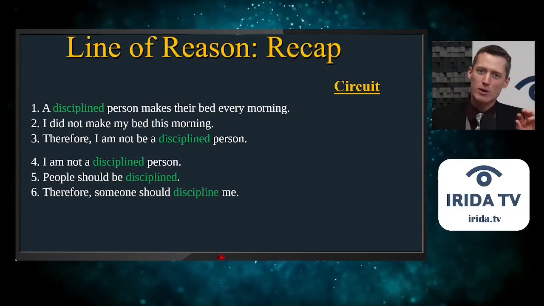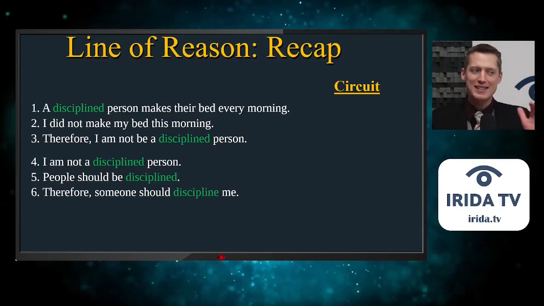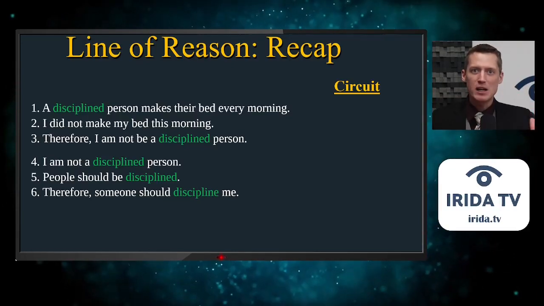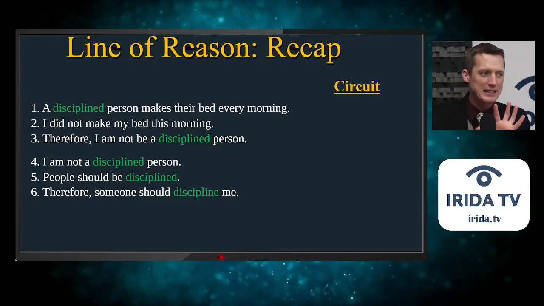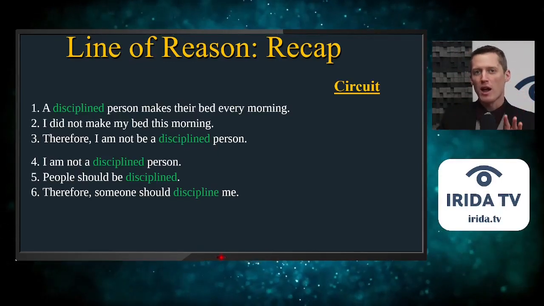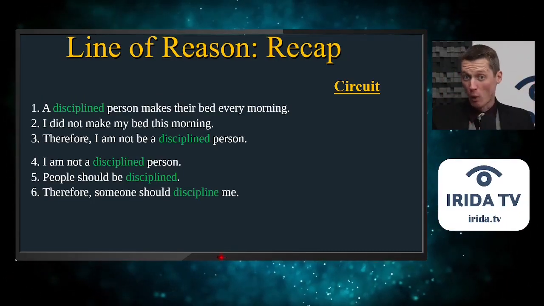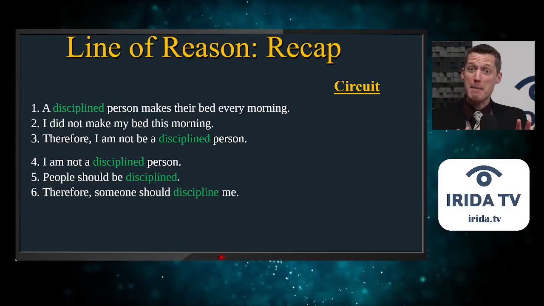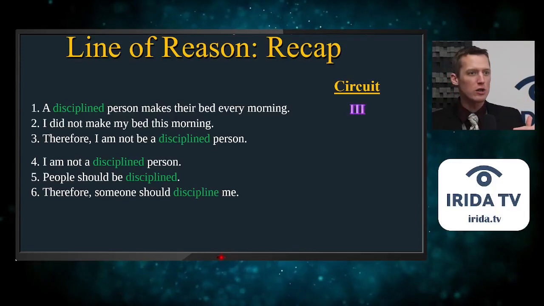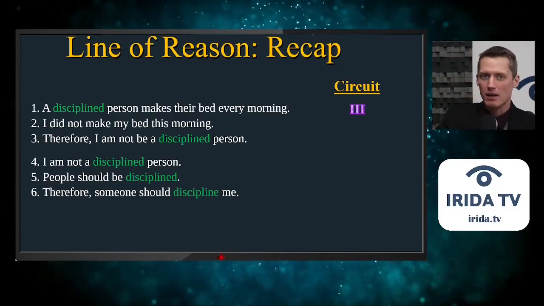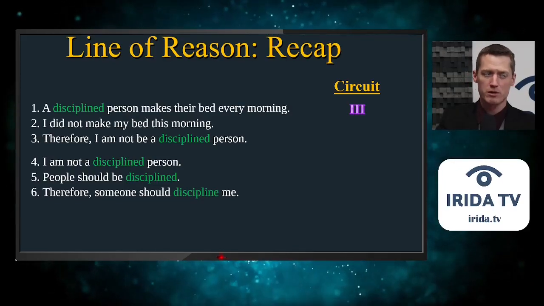But when we break it down grammatically and we ask, okay, what's the meaning of the word? We can see that, hey, wait a minute, the meaning of the word shifted. And different from a typical formal logic strategy, which is to attempt to call out the fallacy, which there's nothing wrong with, I think there's a better method. Instead, all I need to do is say, okay, at the beginning, the word discipline was Third Circuit. A disciplined person makes their bed every morning.